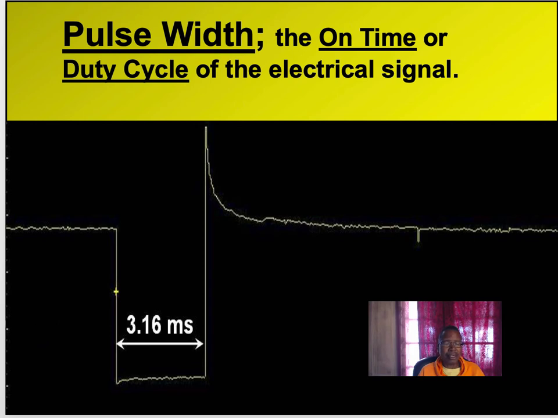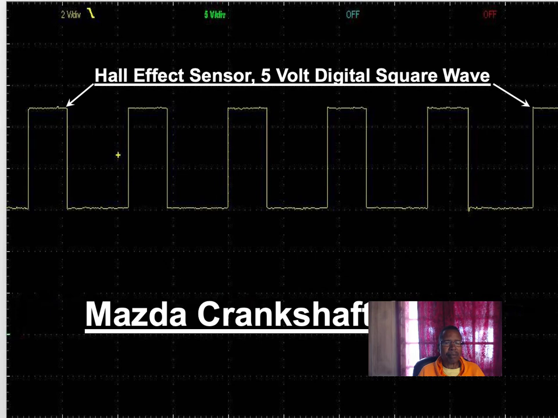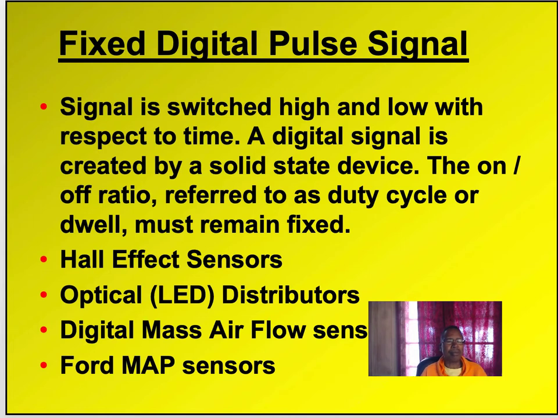Now let's look at this. Let's look at another signal. Not that one. Look at this one. Fixed digital pulse signal. This signal switches high and low with respect to time. A digital signal is created by a solid-state device. The on-off time, referred to as duty cycle or dwell, must remain fixed. Again, your duty cycle remains fixed.